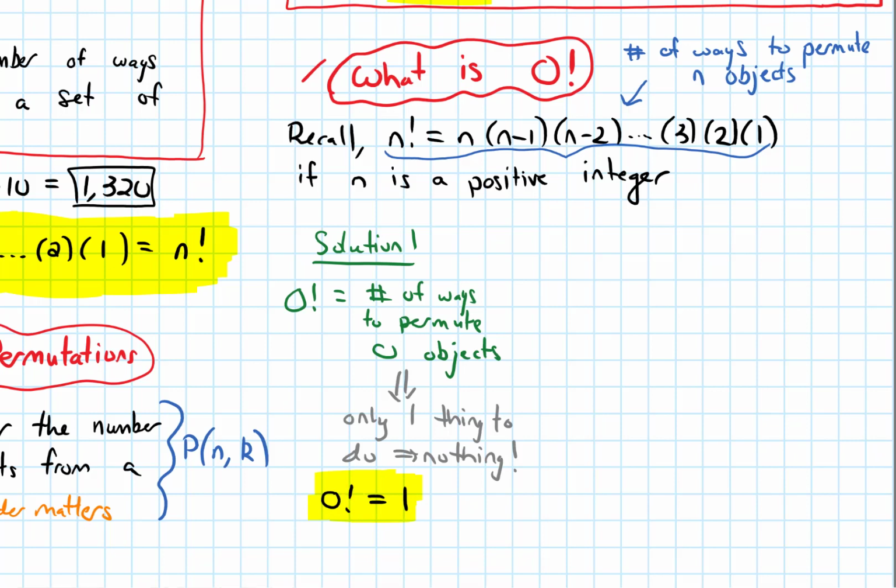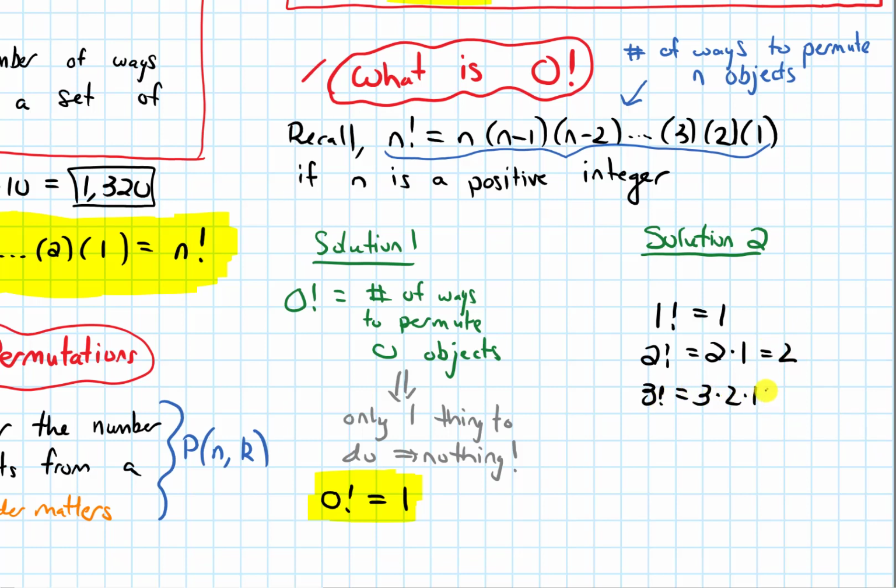So I also want to talk about one other way we could argue why 0 factorial is 1, but this one's going to be more algebraic in nature. Still, it's not going to be too bad. Okay, so recall 1 factorial and what that means. That's just 1. 2 factorial is 2 times 1, which is 2. 3 factorial is 3 times 2 times 1, which is 6. And I'll stop at 4 factorial. 4 factorial is 4 times 3 times 2 times 1, which is 24.